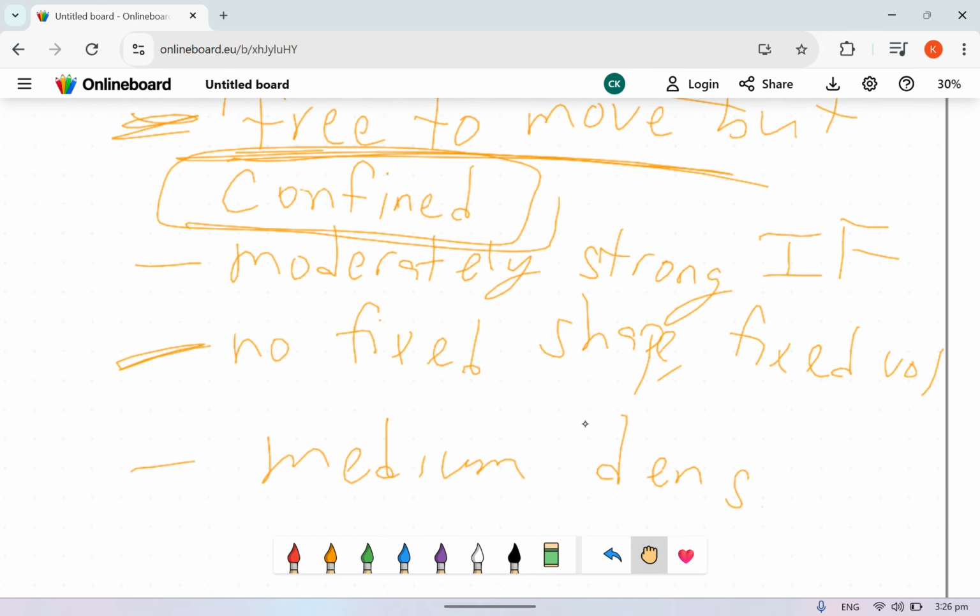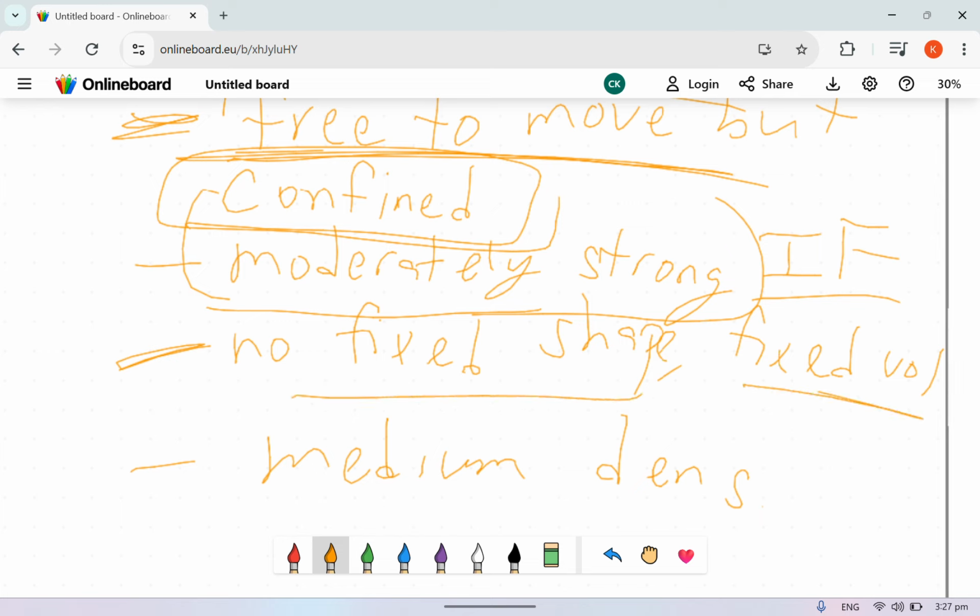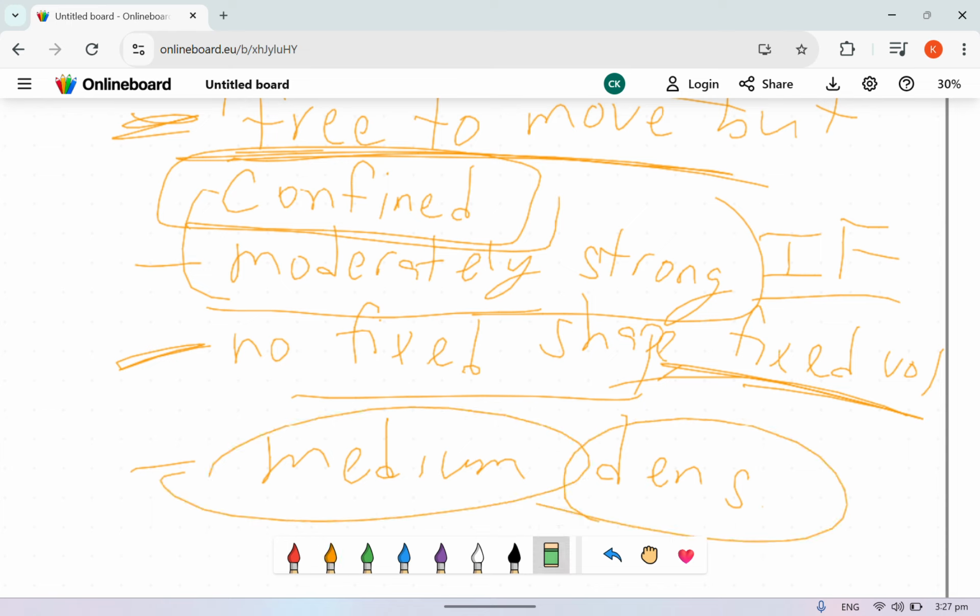And the intermolecular forces are moderately strong. It's not that weak because you can still see that they're sort of confined. They can't move that wildly. That's why you can still see some form of intermolecular forces. And that explains why there's no fixed shape, but fixed volume, and density is medium, because they're not that packed.